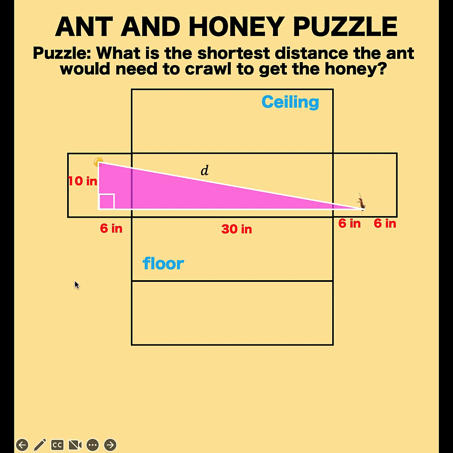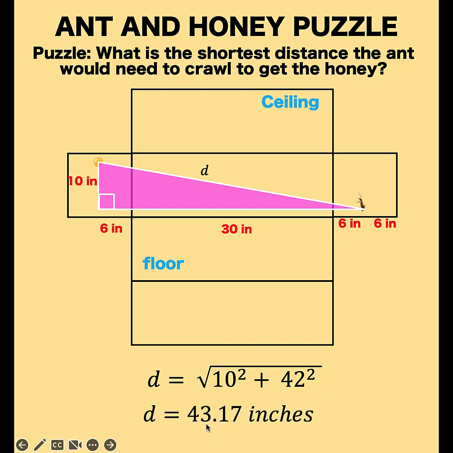Now, using the Pythagorean formula, if we let the distance traveled by the ant as d, then we can compute d as the square root of 10 squared plus 42 squared, where 42 is the sum of 6 plus 30 plus 6. And this gives us a value of d equals 43.17, which is even higher than the 42 inches that we computed earlier. So this must not be the correct answer. So how are we going to open the box in such a way that we can determine the shortest possible distance that the ant has to crawl in order to get to the honey?